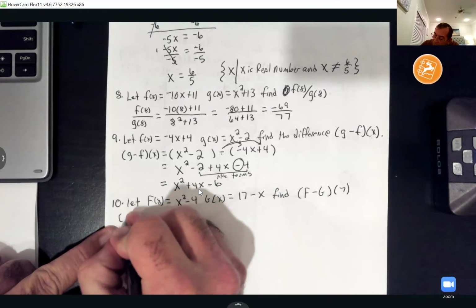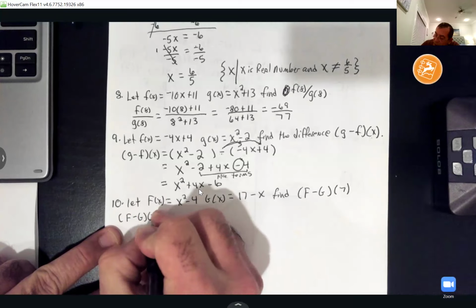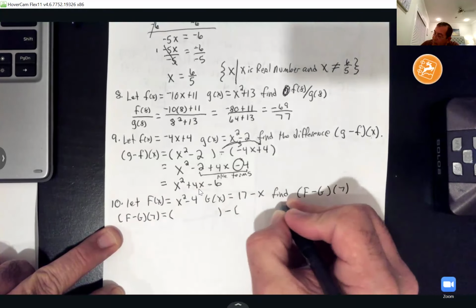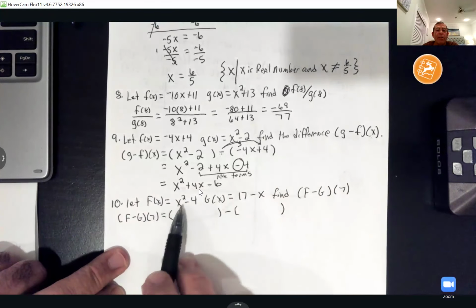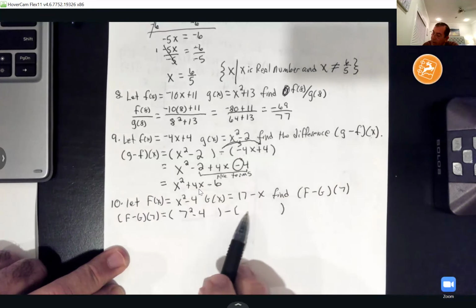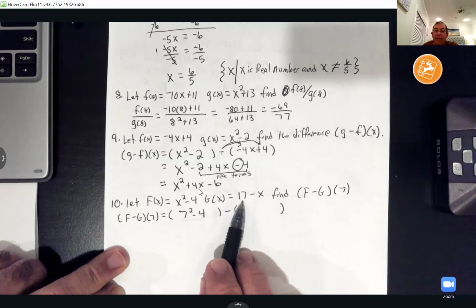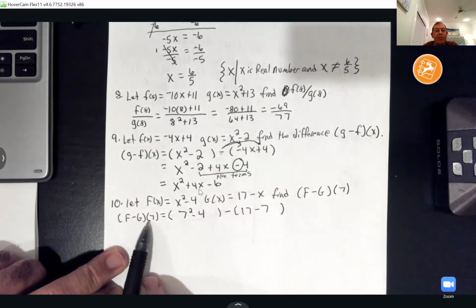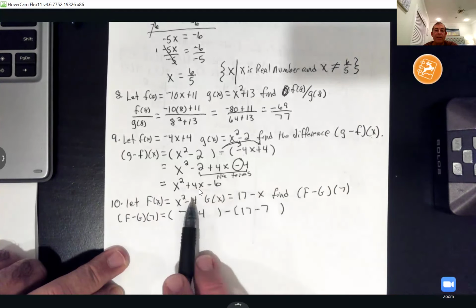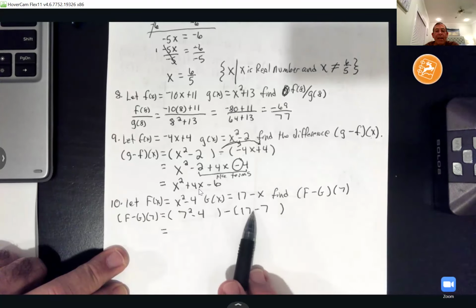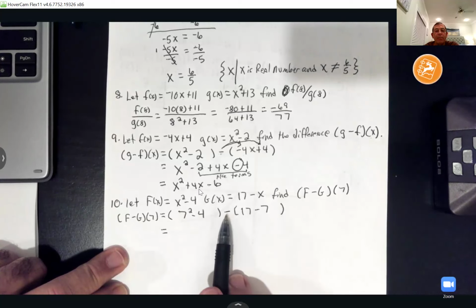So here I go. I would do f minus g of 7 will equal my f minus my g. So remember, I'm putting a 7 in for the f. So that's going to give me 7 squared minus 4. G will be 17 minus that 7. So remember, when it's f minus g of 7, you're putting 7 in for all the x's here, okay? Now look, this one you could work inside here, and your last step will be subtraction.